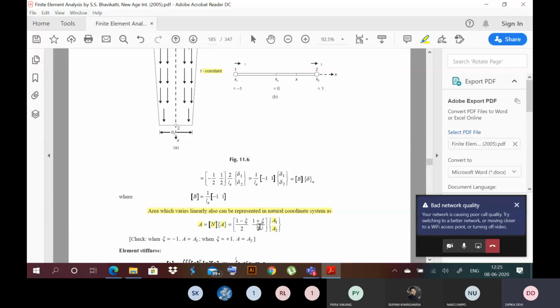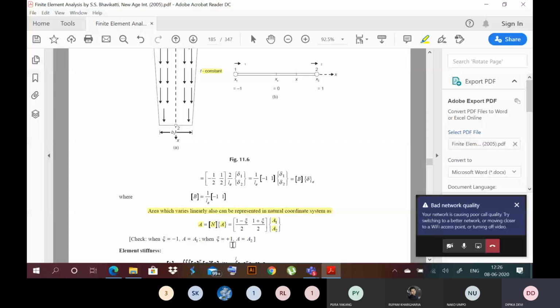So here you see that when we use xi is equal to -1. Where is xi equal to -1? Xi is equal to -1 at node 1. So if I put xi is equal to -1 in the expression of A, we get A is equal to A1. And again, when xi is equal to +1, we get A is equal to A2. Therefore, A at any point within the element we can find using this expression, putting the corresponding value of xi. So A varies with x, or by natural coordinate xi. That way, we can use the concept of isoparametric to formulate the variation of area along the bar, as it is linearly varying.